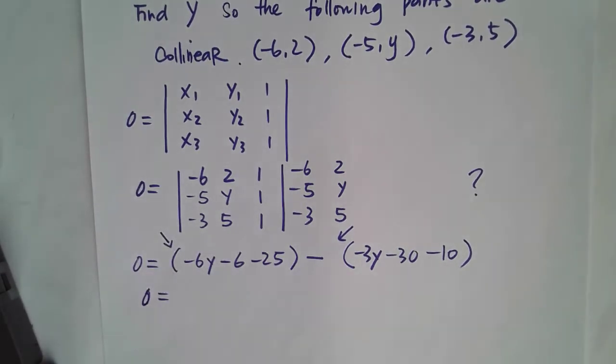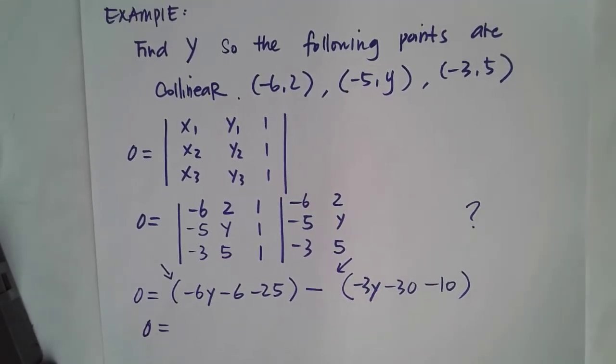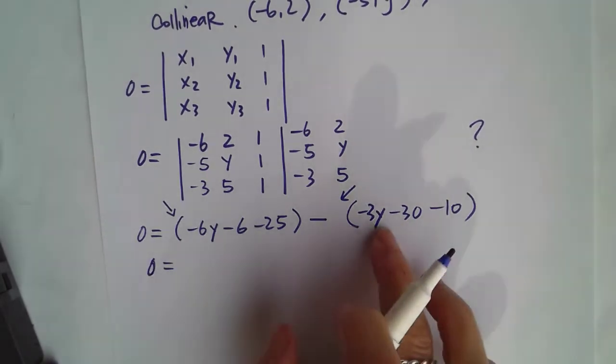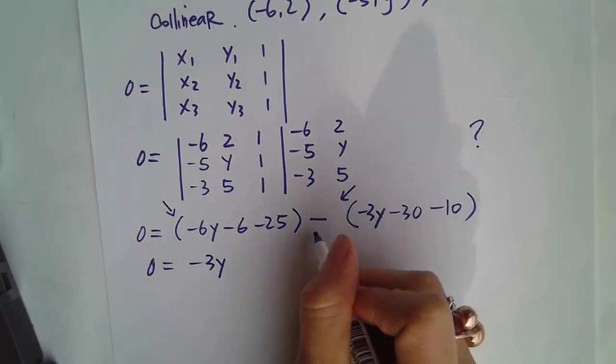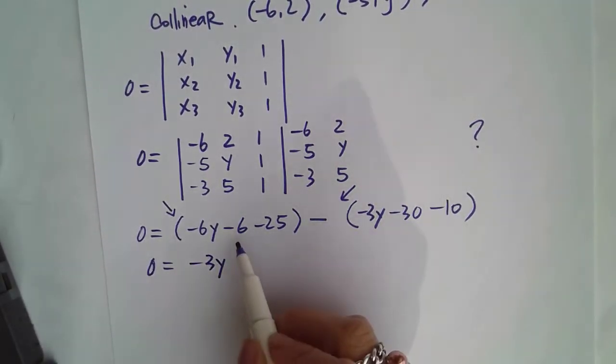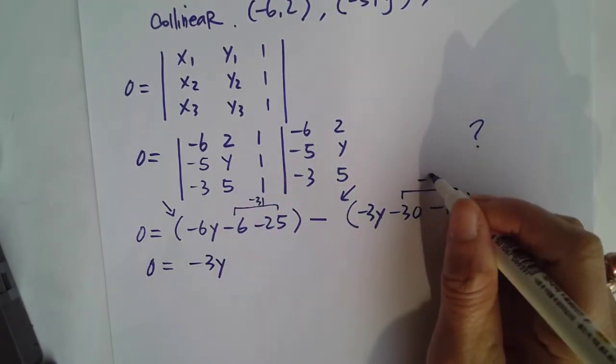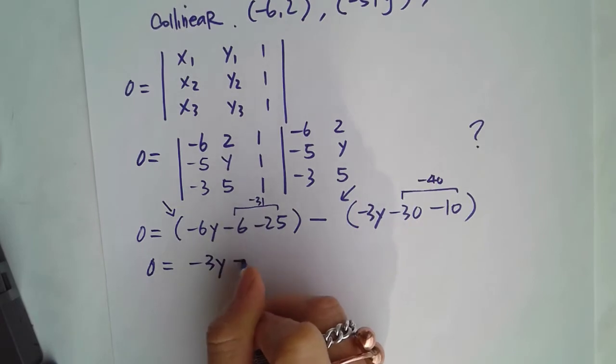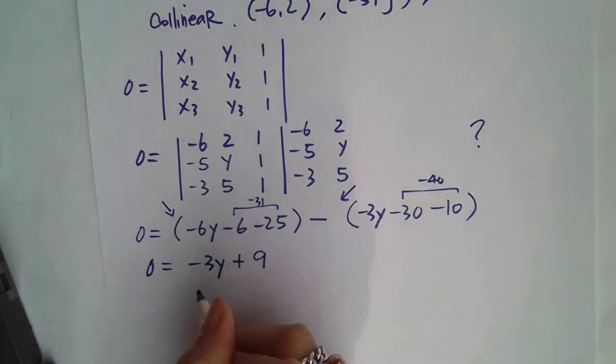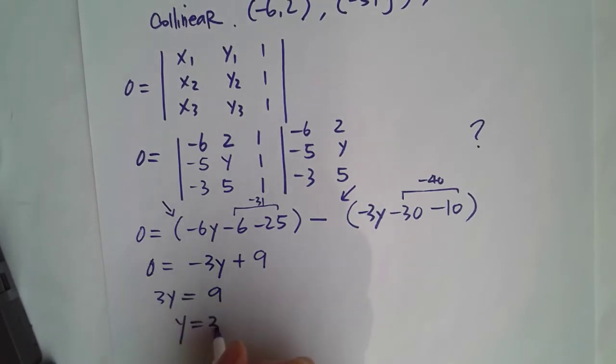All right, so let's do our calculations here. We're looking for y that makes these 3 points collinear, okay? That's going to be a -3y, right? Because we have a minus and a negative here, so plus. -6, that's going to be -31, right? And that's going to be -40, but it's positive 30, so it's going to be positive 9. So that means 3y is equal to 9, which means y has to be a 3.